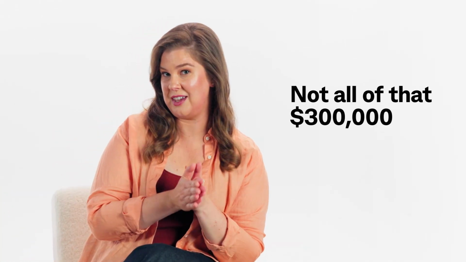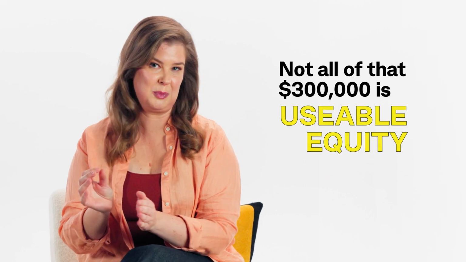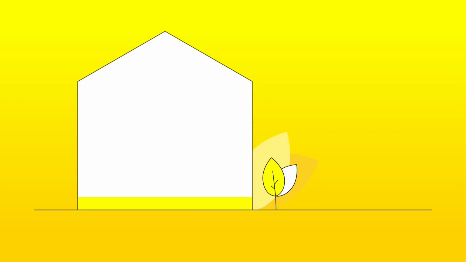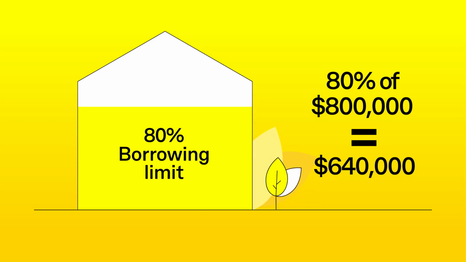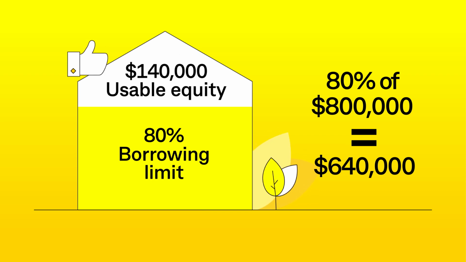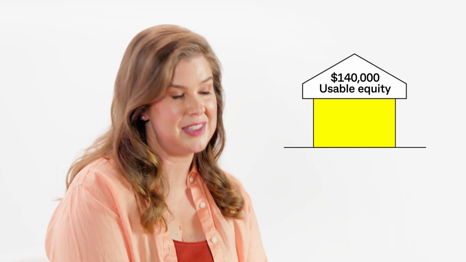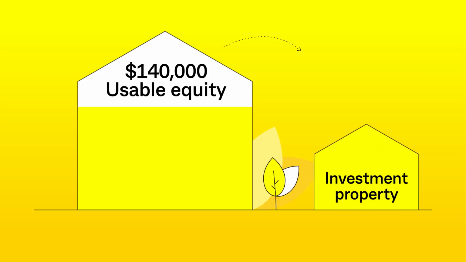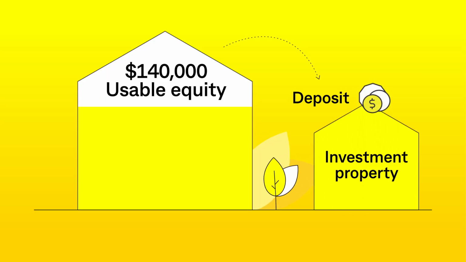Now, it's important to realise that not all of that $300,000 in our example is usable equity. Lenders typically allow you to borrow up to 80% of your property's value. So usable equity is the difference between your total equity and what amount still keeps you under that 80% borrowing limit. That means the usable equity in our example would be around $140,000. This is the equity that can potentially be used as a deposit on your investment property.